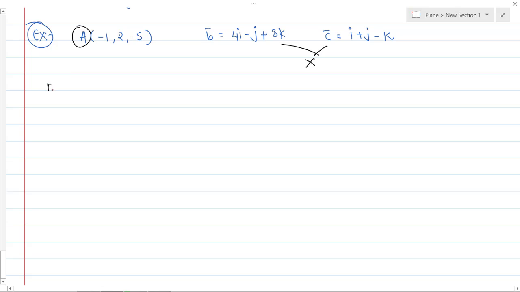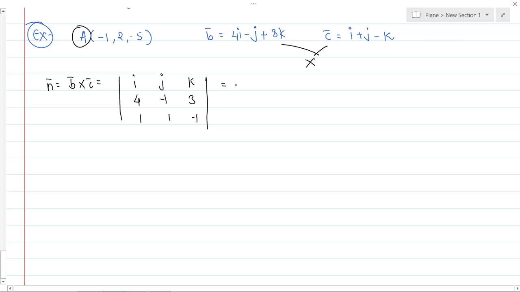So here n bar is equals to what? It is a b bar cross c bar. How do you get b bar cross c bar? Determinant. Yes, perfect. i j k. b is nothing but 4 minus 1 3. c is nothing but 1 1 minus 1.